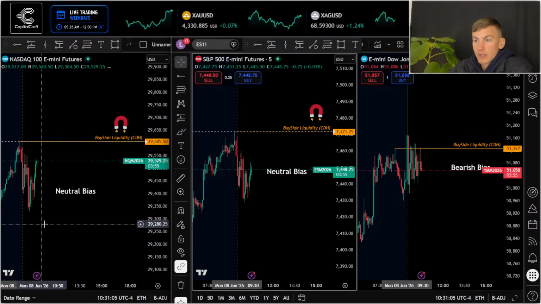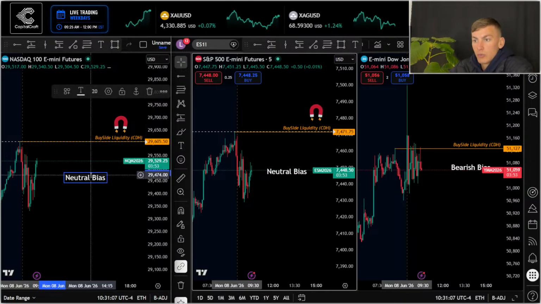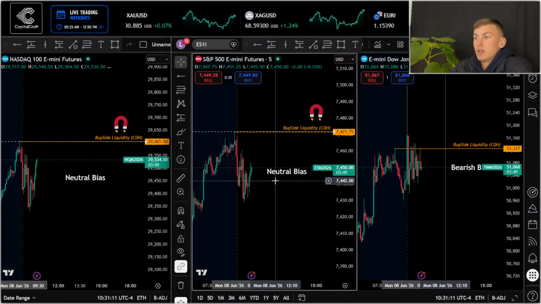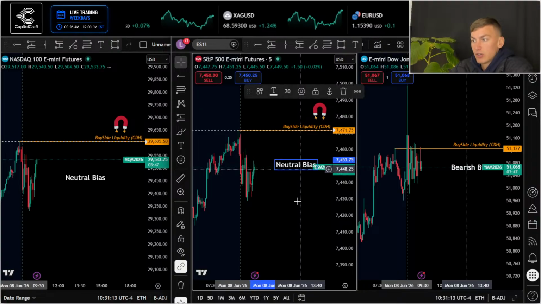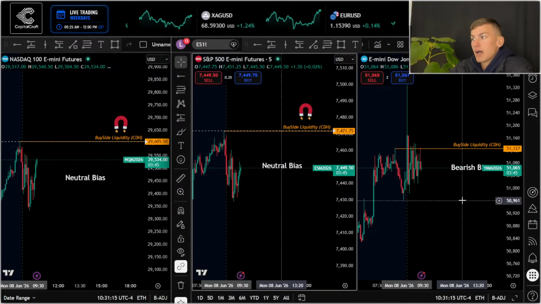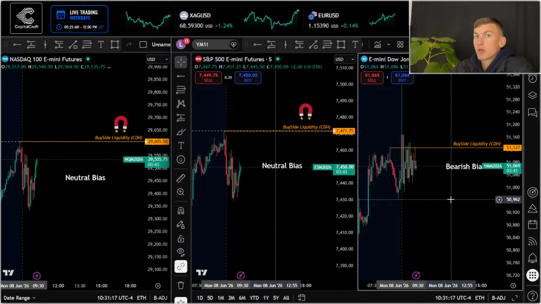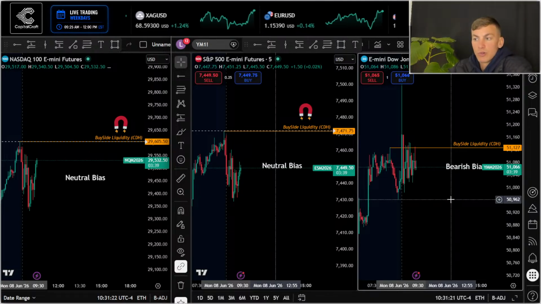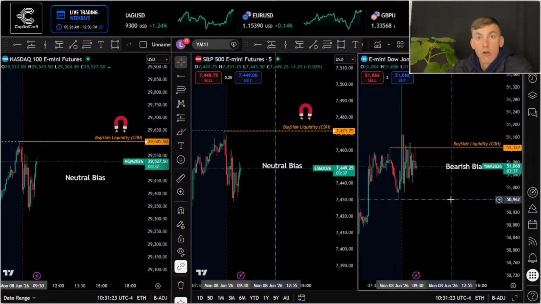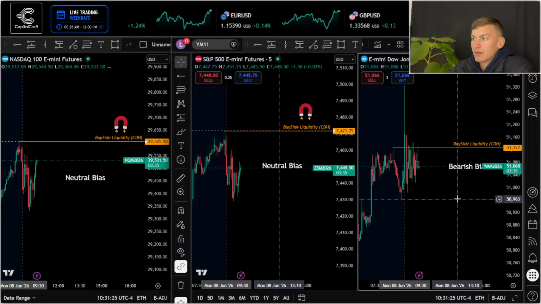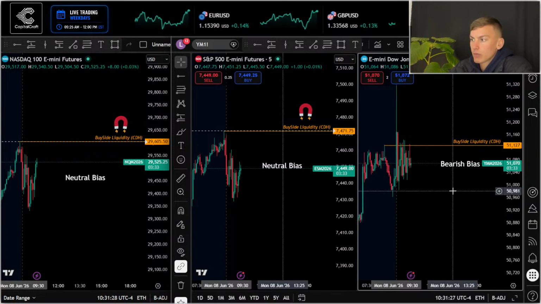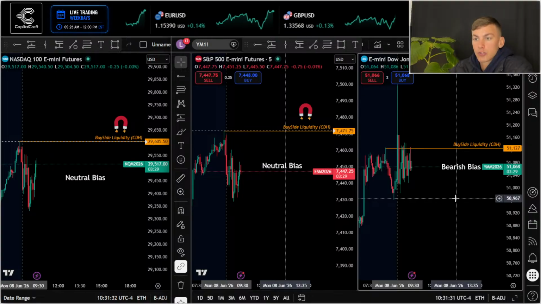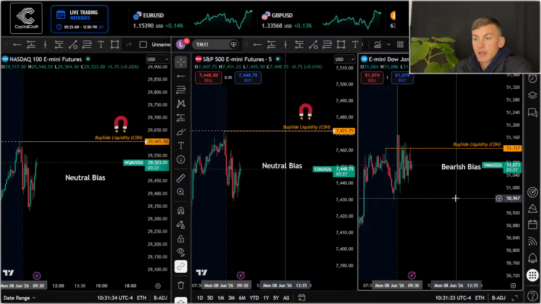But for right now, as stated in my text over here, I have a neutral bias on the Nasdaq. I also have a neutral bias on the S&P 500. And for the Dow Jones, I am somewhat bearish because we have already raided that buy side level, and I'm not comfortable with taking any further long positions after we have made current day high. So, bearish on Dow, neutral on S&P, neutral on the Nasdaq.